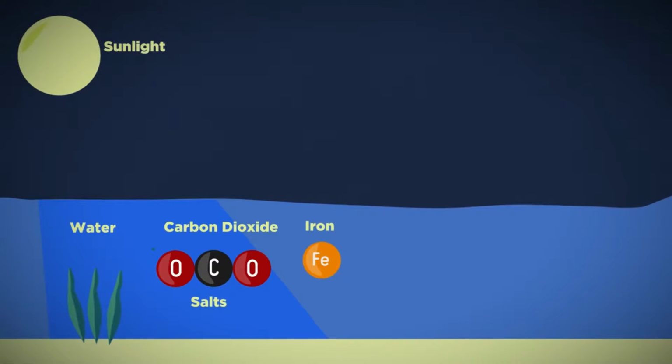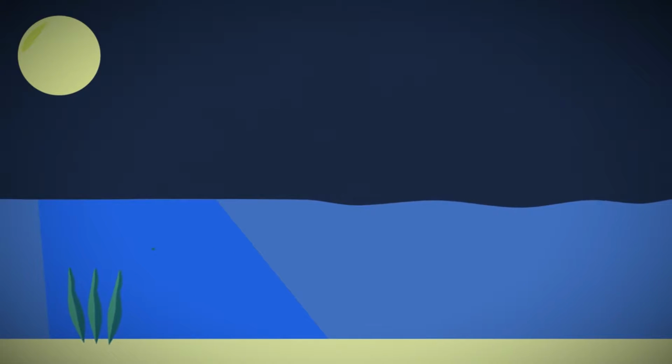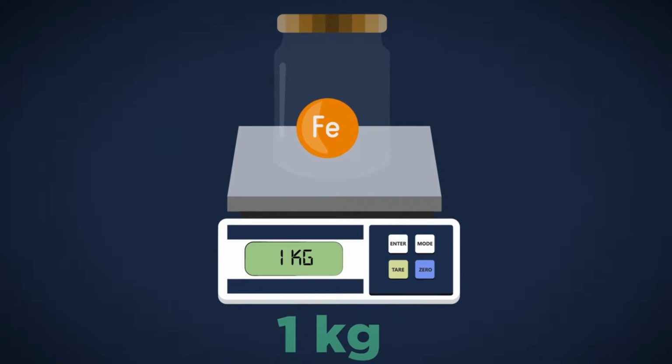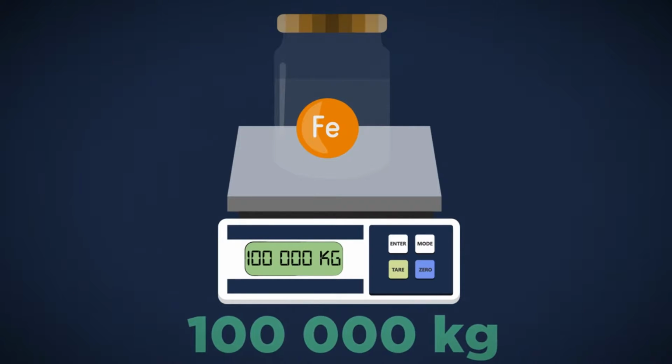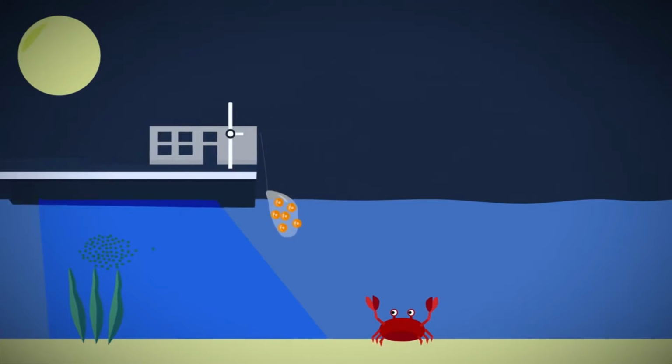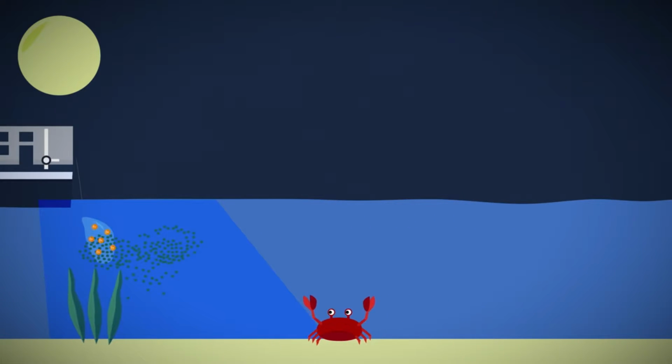However, the element iron is missing, because most iron salts are insoluble, and green algae need iron in tiny amounts to build their bodies. Thus, for each kilogram of soluble iron(II) sulfate we add to the oceans, around 100,000 kilograms of carbon can be fixed, because now the algae have all the minerals they need to grow.